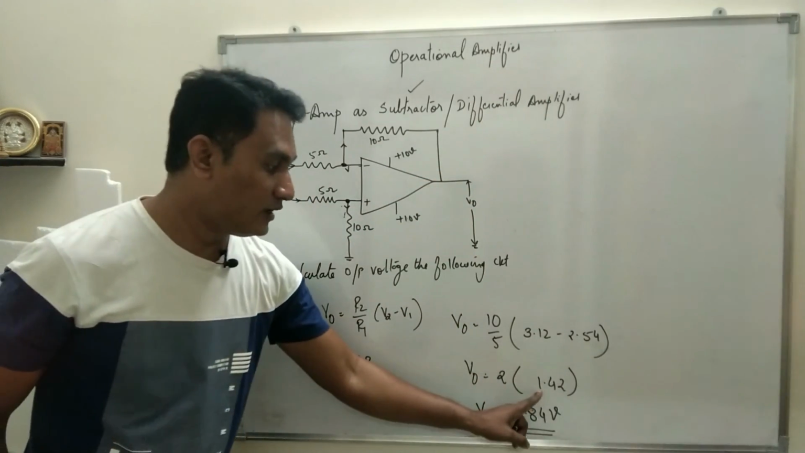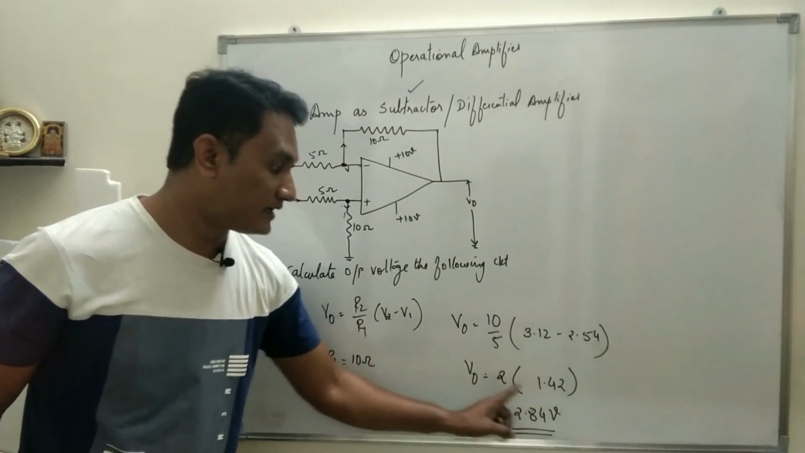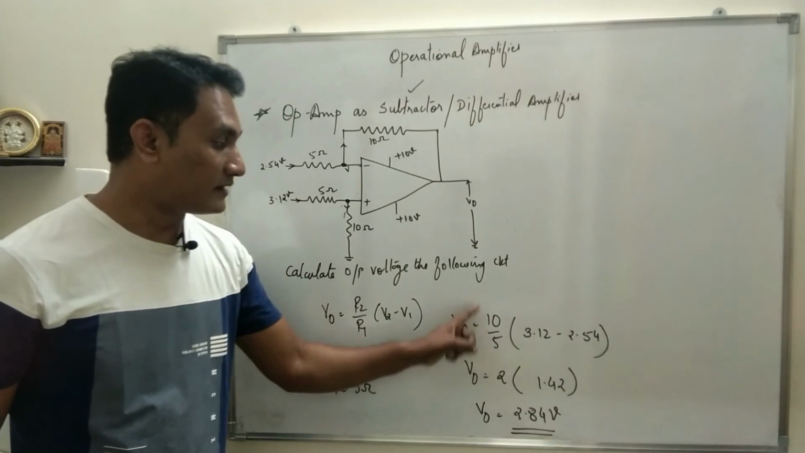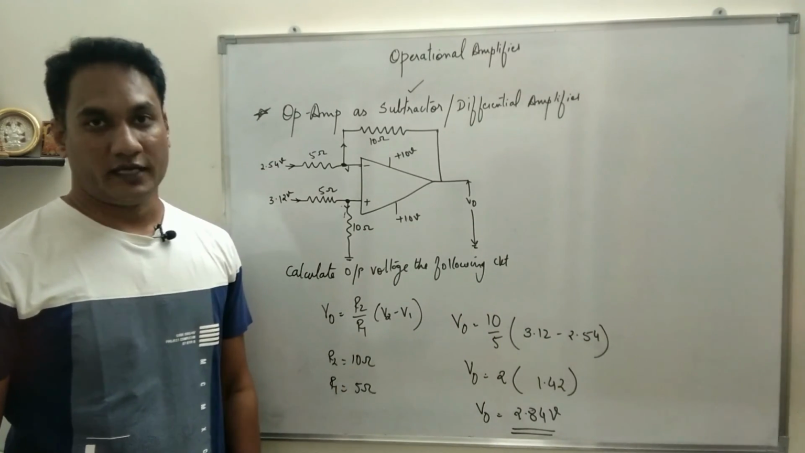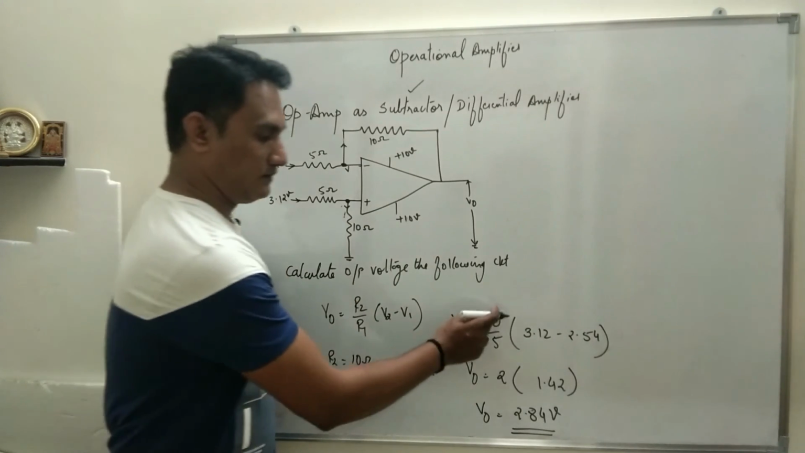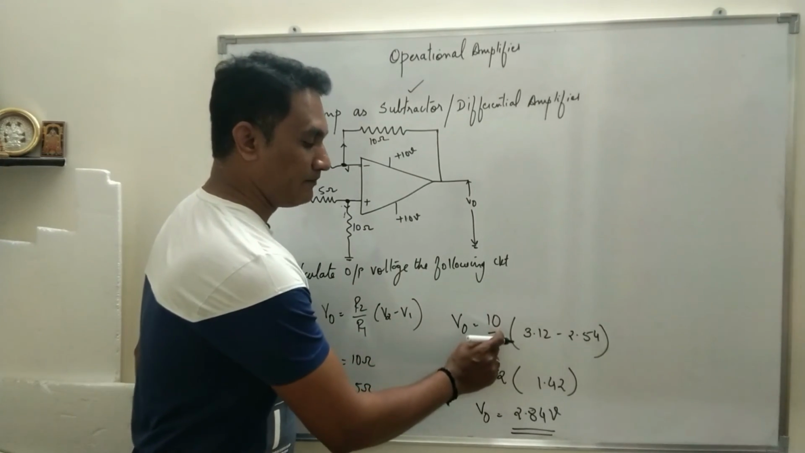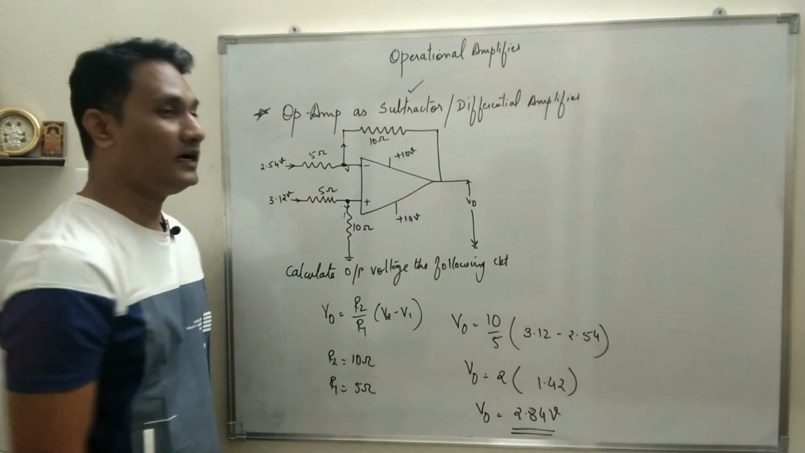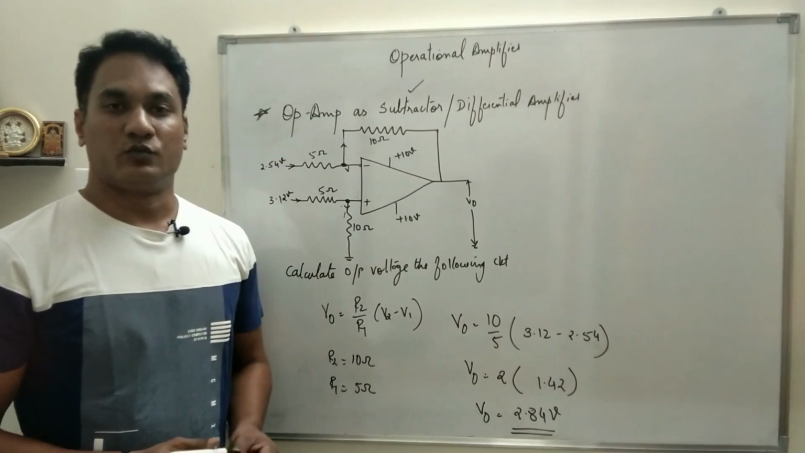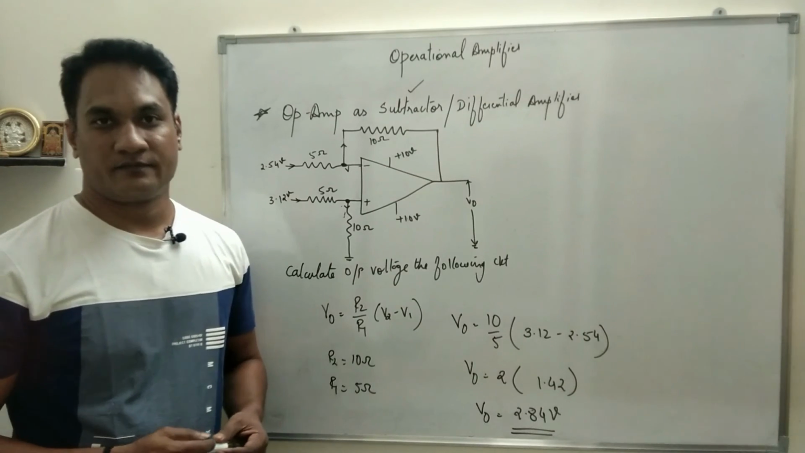Here in this case we are using this circuit as a differential amplifier. Of course it is finding the difference between the two inputs, but there will be an amplification factor because R2 and R1 have different values. If the values had been the same, V0 would be equal to 1.42, which is the difference between the two input voltages, and it would have worked as a subtractor.